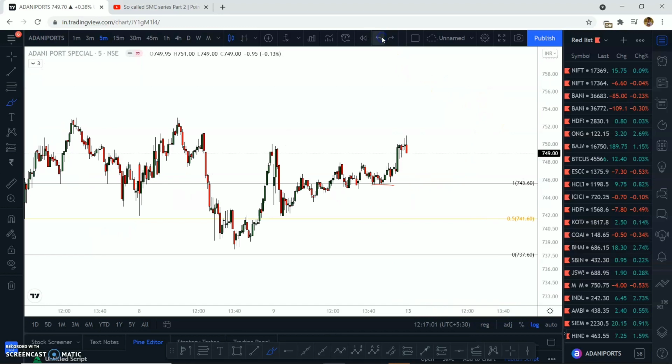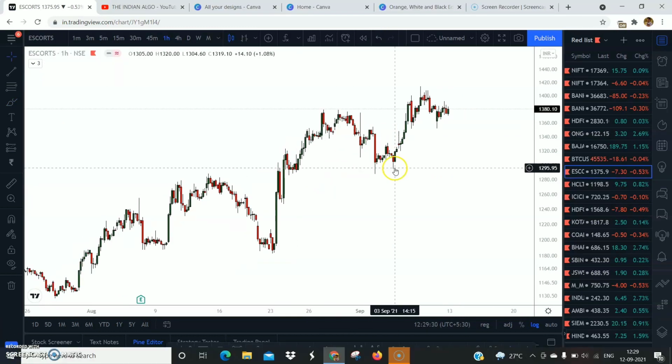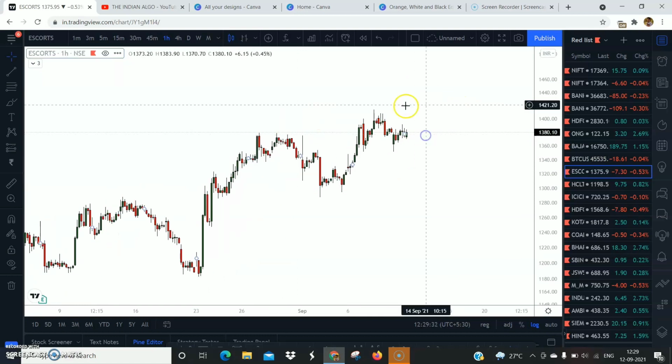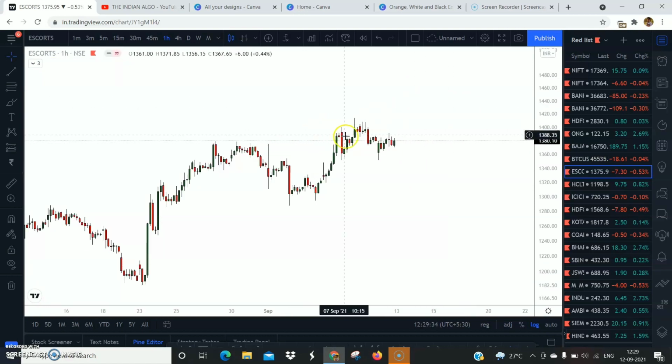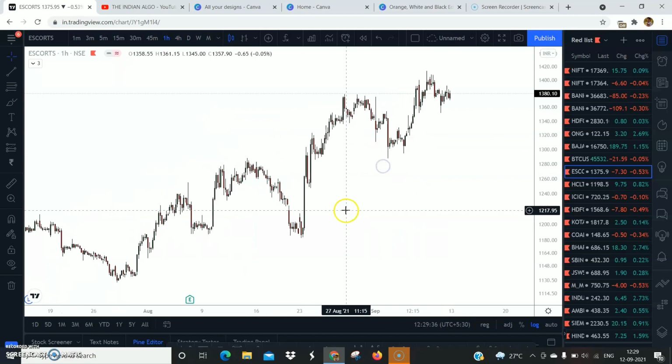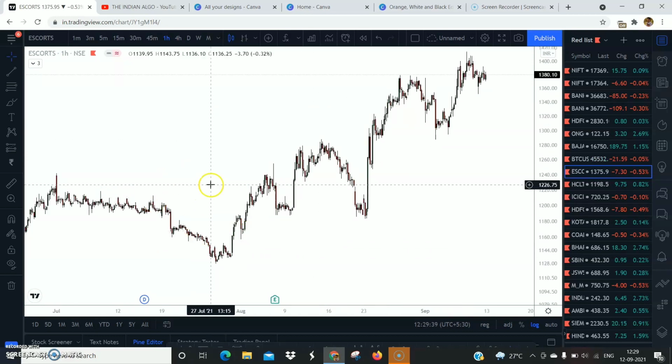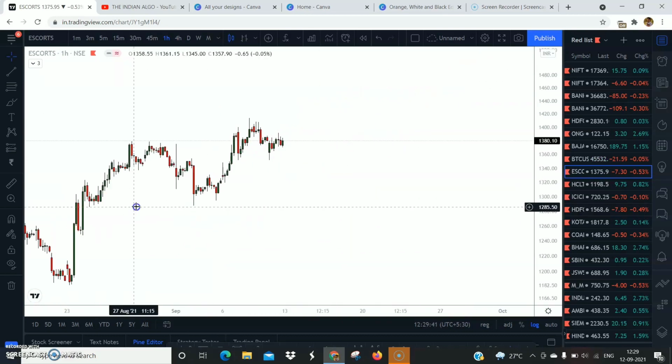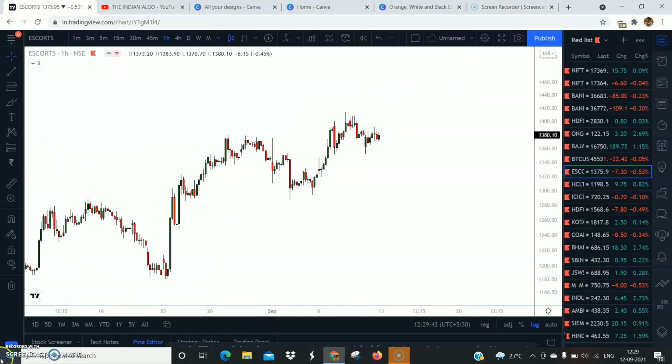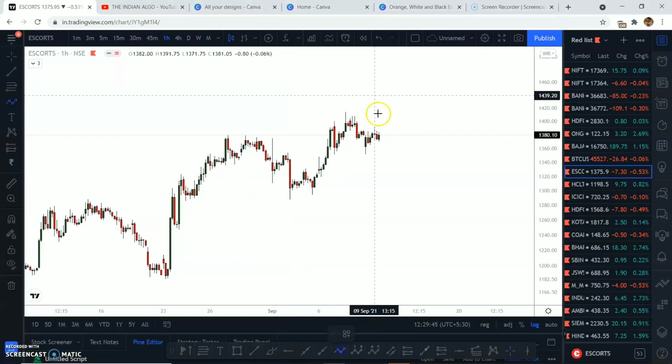I'll take up another example, guys. 1 minute. Okay, so let's look at Escorts for future perspective, right? Let's look at Escorts for future perspective. I'll go back to the examples once again, but let's understand this. The chart is visible, so I thought I'll just share it with you guys.